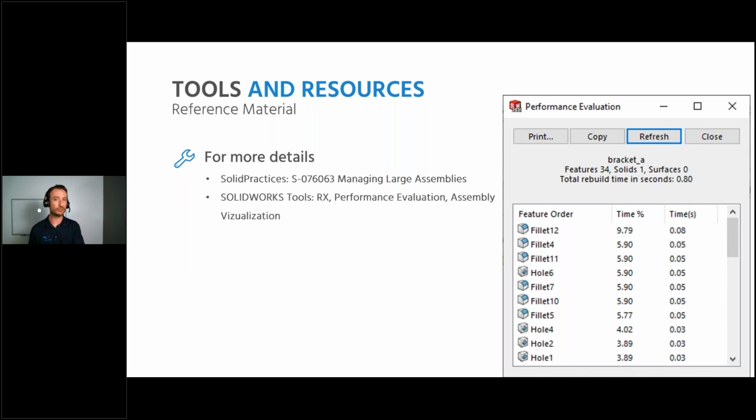And then this is for parts. Parts do have their own performance evaluation functionality. Again, we're not talking about mates and things like that, but we're looking at features, usually within a specific part file. This will give you a list of features in your part that can help you identify which feature might be causing the greatest delay when it comes to rebuild times. And maybe you look at reordering that, or simplifying it, to help improve those rebuild times.